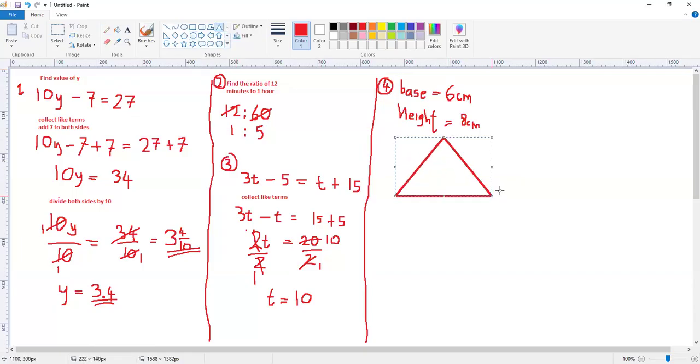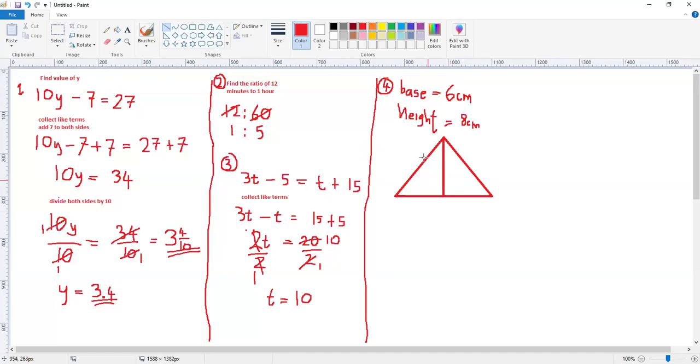It could look like anything, stuff like this, and then usually, if it has a height, it's going to look like this. Now remember that the height is at 90 degrees to the side that it sits underneath.